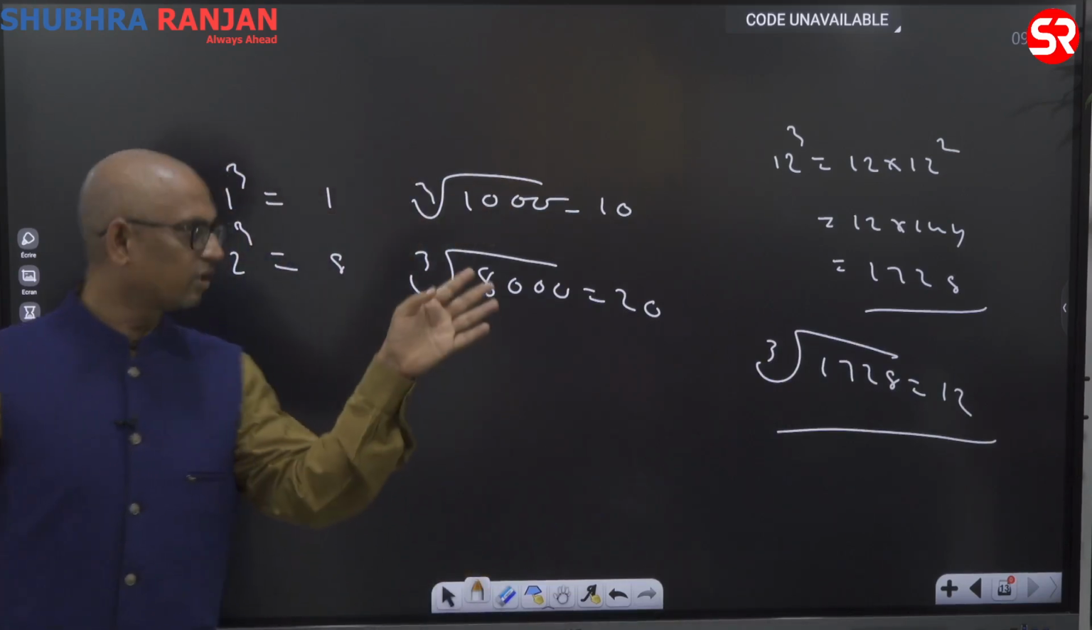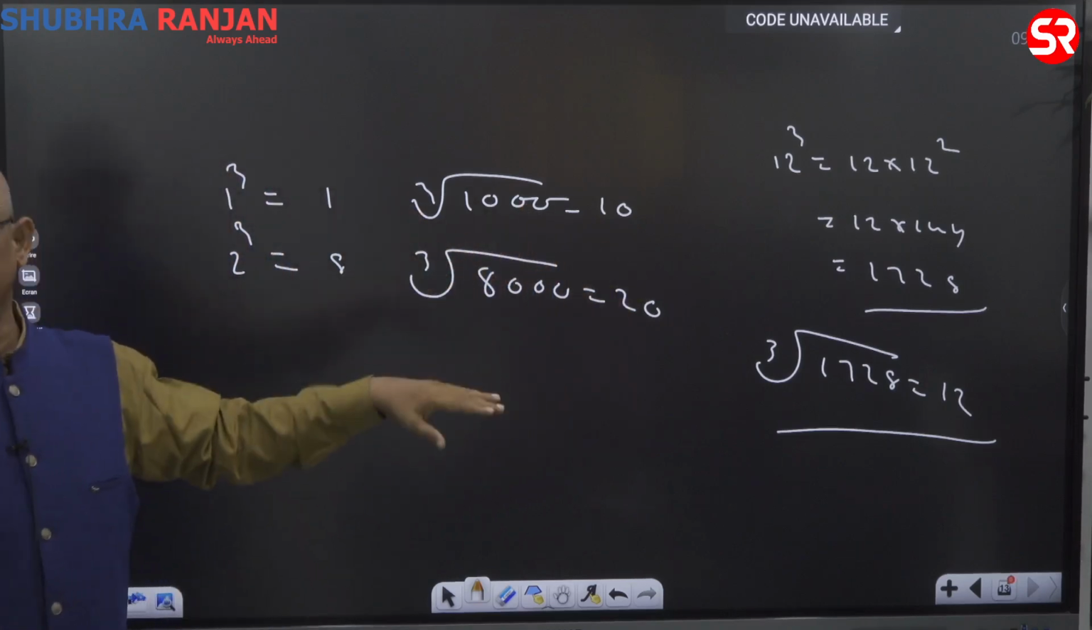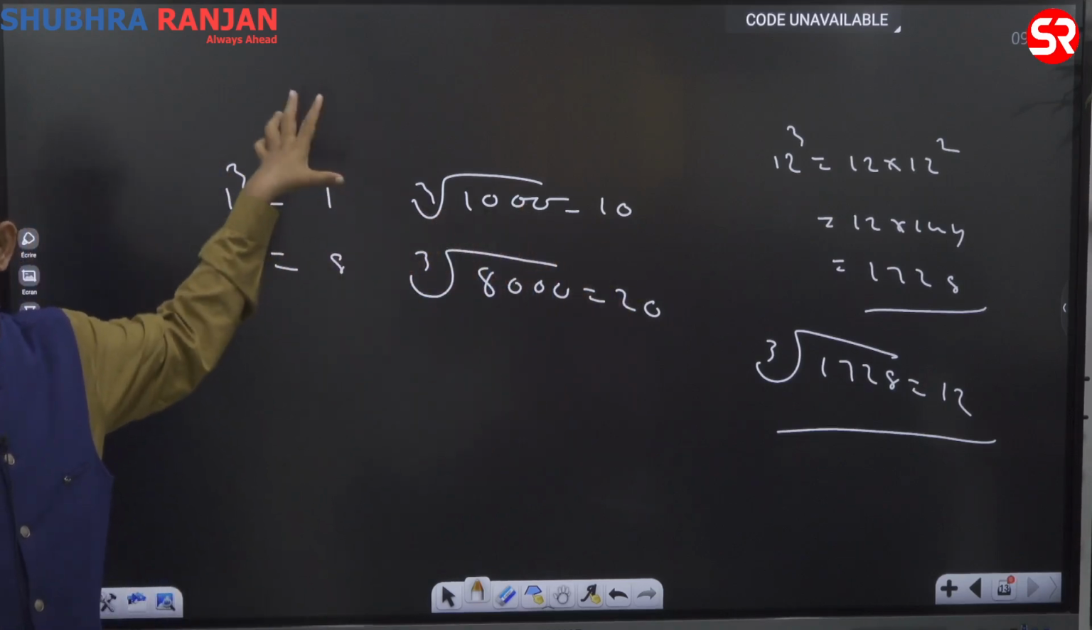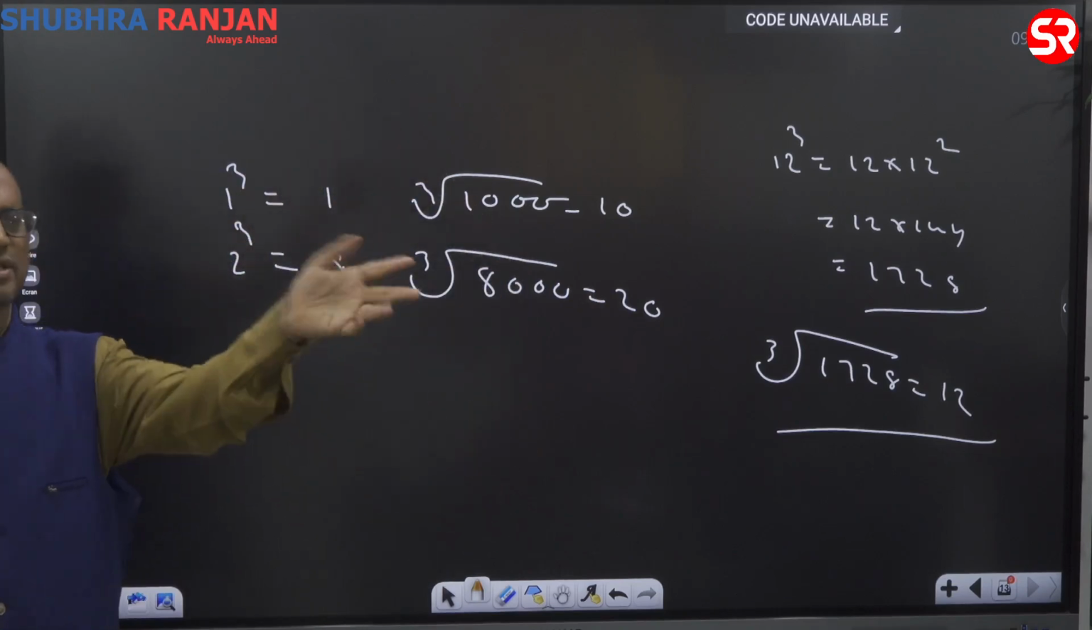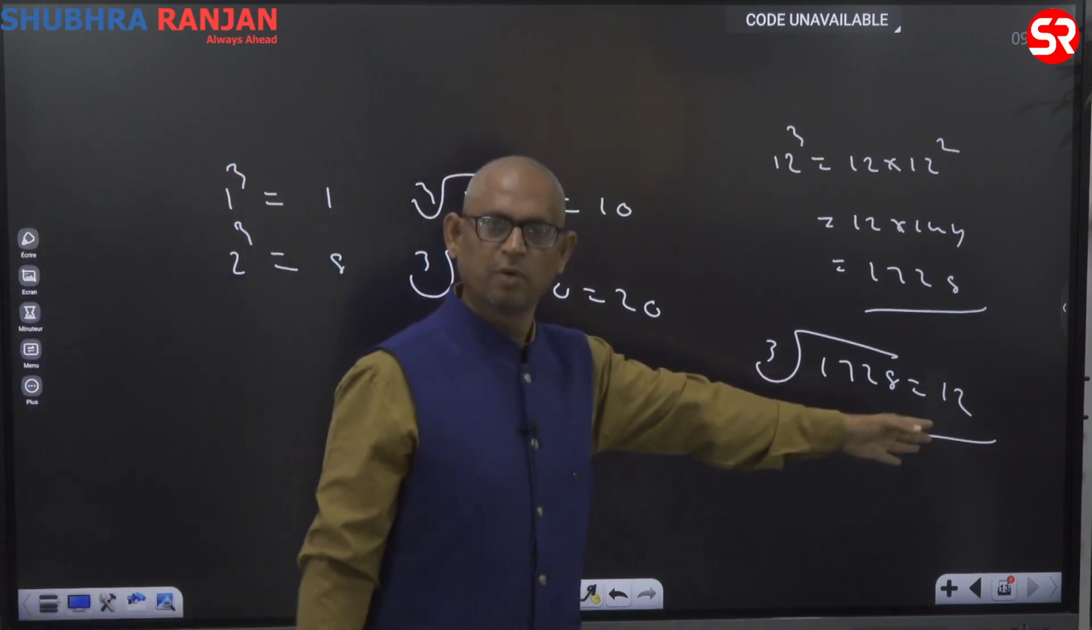If you are getting the same answer again, brilliant. If you are not getting the same answer, you are too brilliant. That's all. This is the way you have to practice squares and square roots. That's all. So now what is the cube root of 1728? We know, but we are cross-checking.